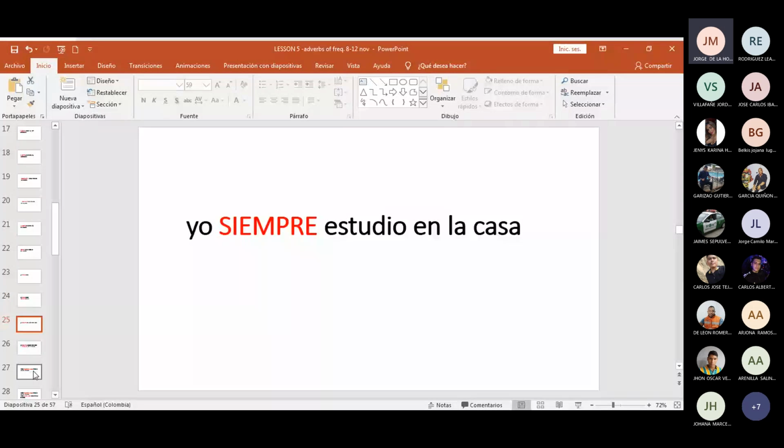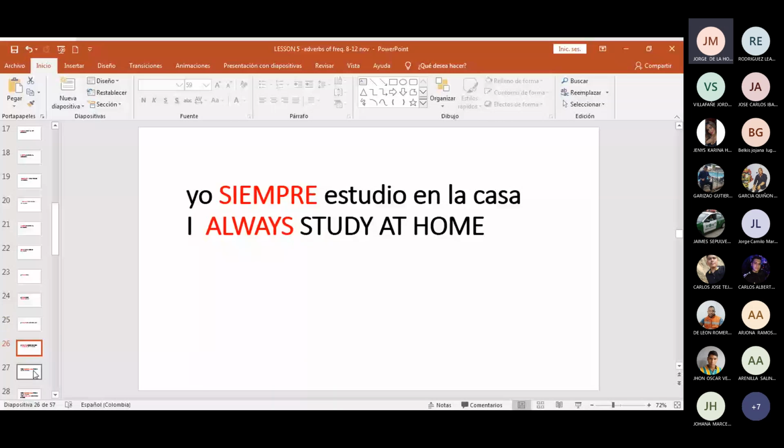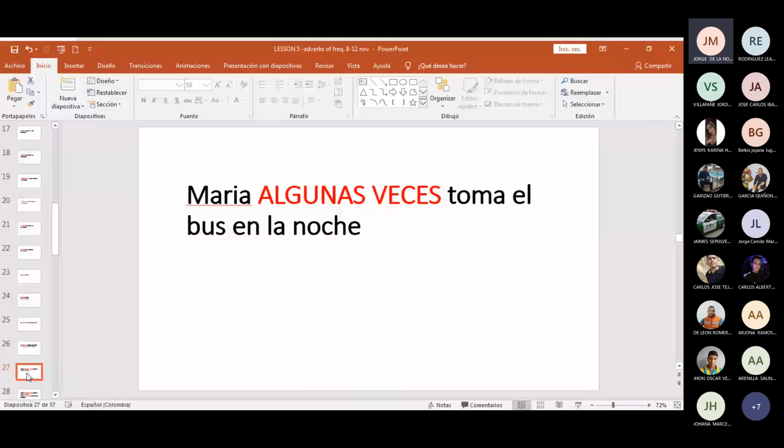Yo siempre estudio en la casa. So here we are using siempre because it's to indicate con qué frecuencia hago yo esa actividad. In English, yo siempre estudio en la casa. At home. Okay, students, yo siempre estudio en la casa. In English. I always study at home. Yes, I always study at home, student. I always study at home. Okay. I always study at home. Yes?